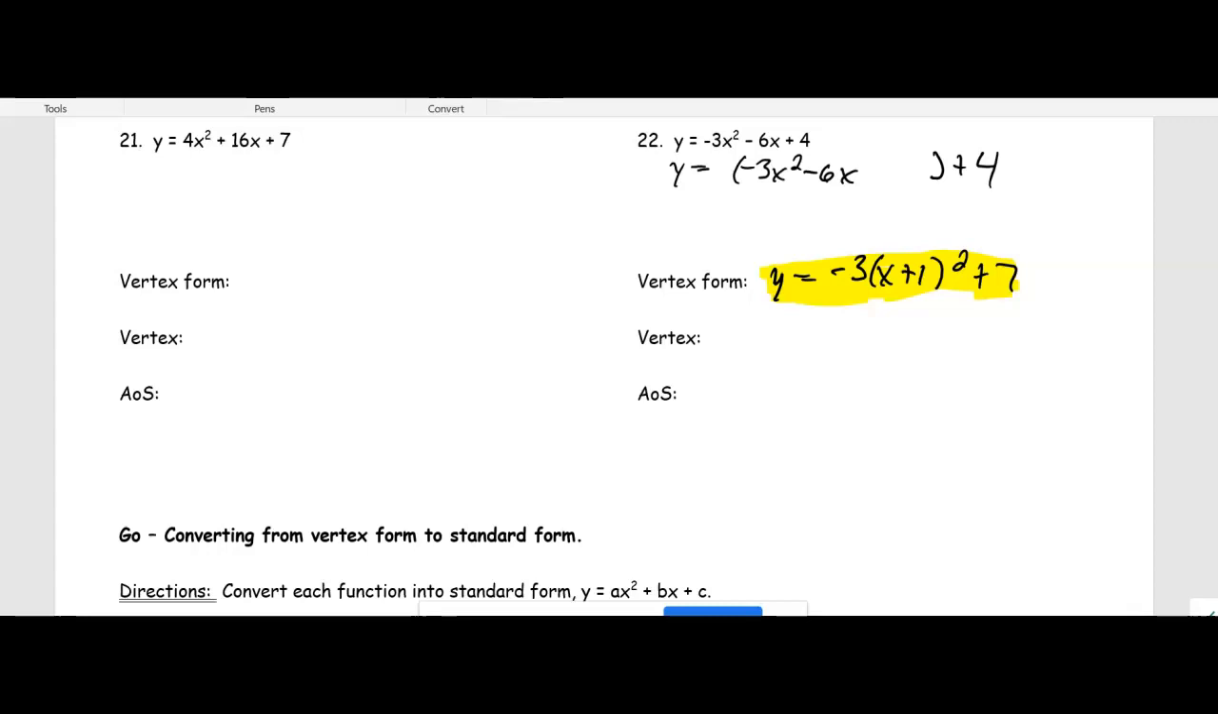So all we did again, we ignore the constant. We're going to make a perfect square out of the first two terms. We talked about how this has to be a 1. Right now it's not, so we're going to get rid of that.